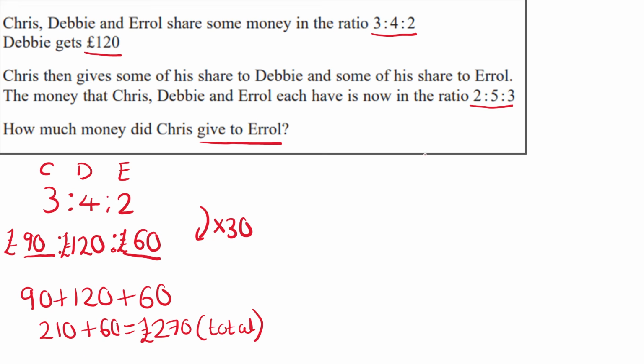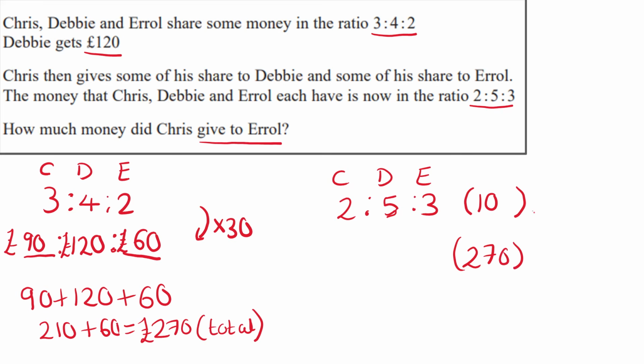Now let's use the updated ratio, 2 to 5 to 3. So we can see the ratio parts have changed, and we're just going to label Chris, Debbie, Errol. What stays the same is this total £270. So what we're going to do is first write down the total amount of ratio parts. So 2 add 5 add 3 gives a total of 10 total ratio parts, and we want to get to 270. So what are we going to times by? From 10 to 270, we times by 27.